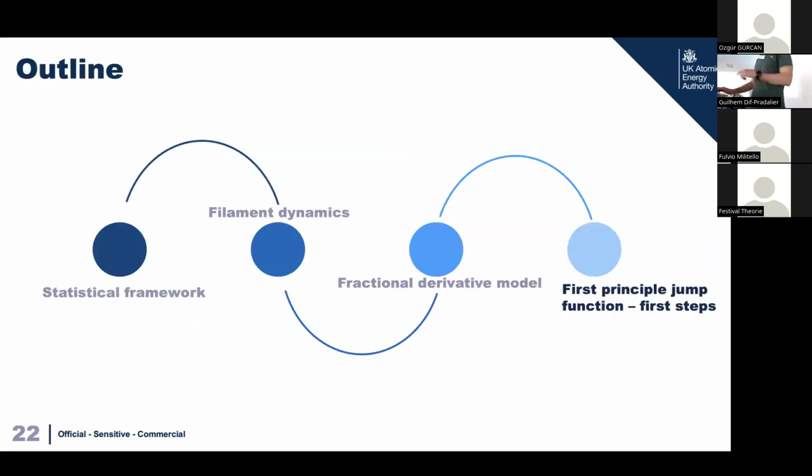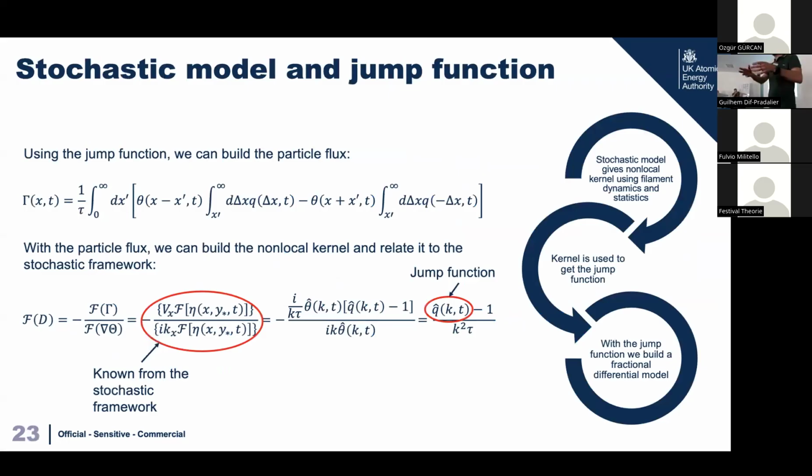Okay, the final slide is a first attempt, again, of looking at the first principle jump function, because so far, what we've done was to do simulations to calculate the jump function and then build the reduced model. But we would like to have a first principle jump function that comes only from theoretical considerations. So what we've done was basically to look at the stochastic flux that is generated by having a jump function approach. And we can correlate the particle flux with the jump function. We have an expression, which is this one here, that does that.